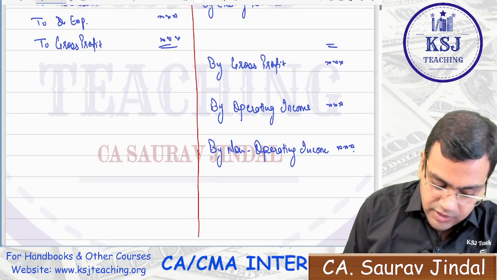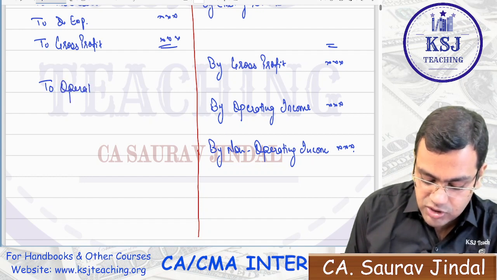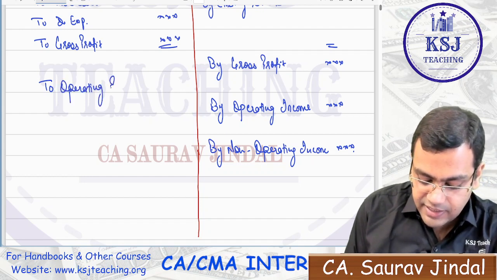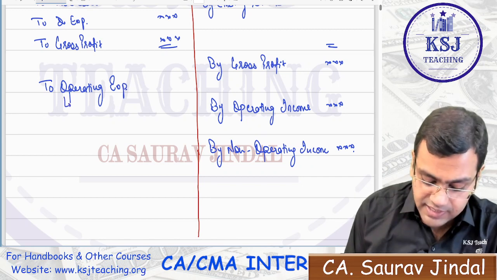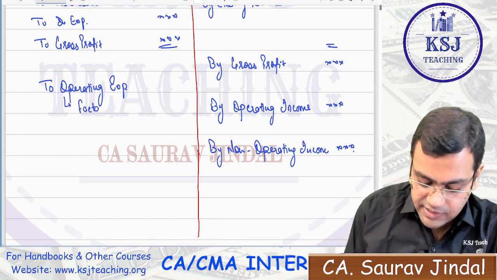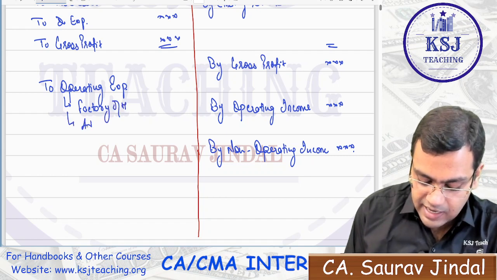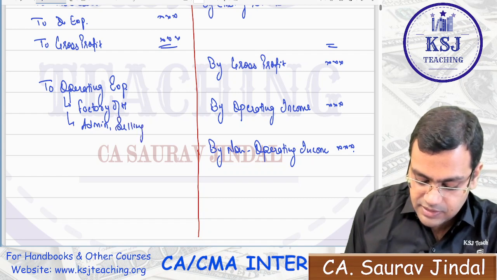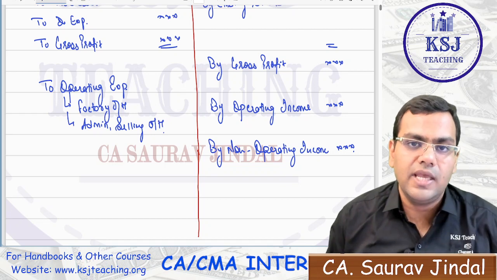On this side, what you are going to take is to operating expenses, any expenses which are not direct in nature but which are related to the operations of the business. For example, factory overheads, then admin, selling and distribution overheads. These are related to the operations of the business only, right?